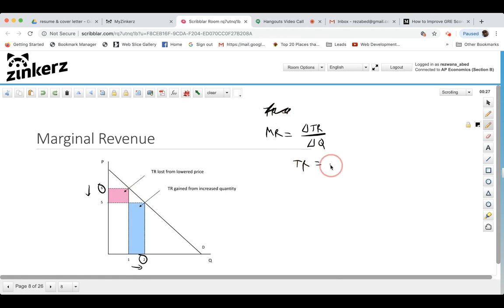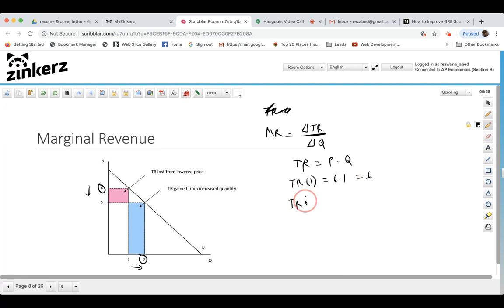So let's see what total revenue is. Total revenue is price times quantity. Okay, so let's do it for the first. If I sell only one, what is my total revenue? What is that rectangle? 6. Good. It's 6, which is the height, and then 1, the base. It's 6 times 1, which is 6.